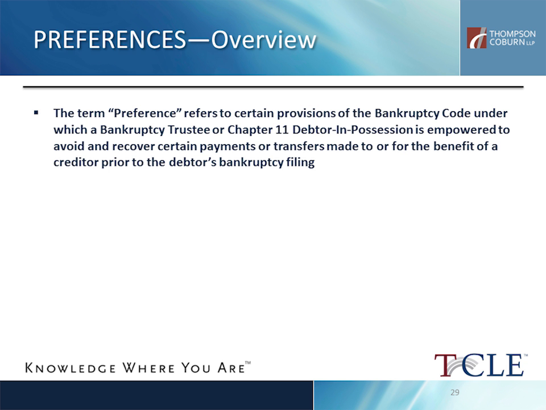The next topic we're going to talk about is preferences under the Bankruptcy Code, which I know is a topic that's very important for trade creditors, and I think probably is a dreaded word for many trade creditors. What a preference refers to is generally the provisions in the Bankruptcy Code that permit a bankruptcy estate representative to avoid and recover certain payments or transfers that were made to a creditor prior to the debtor's bankruptcy filing.